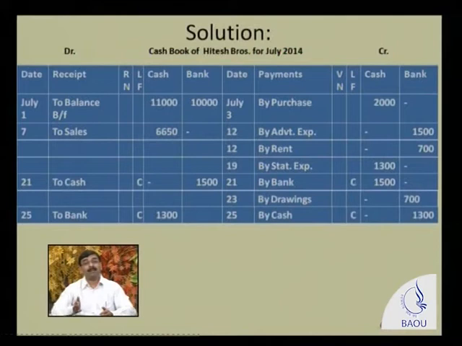Now see on the payment side, who is a giver? Bank is a giver. So for bank it is a payment. So now on the payment side, in the bank column 1300 rupees is written, and opposite name is cash. So date 25 in the payment side by cash, and in LF it is written C, and in the bank column it's written 1300 rupees.